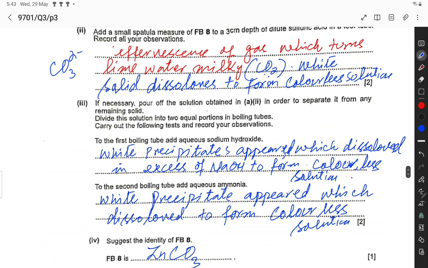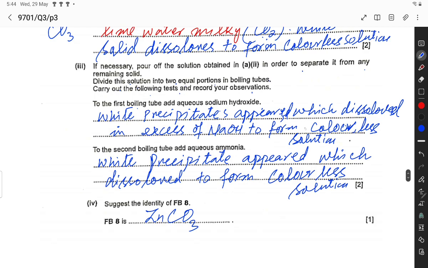If necessary, pour off the solution obtained in A2 in order to separate it from any remaining solid. Divide the solution into 2 equal portions in boiling tubes. Carry out the following tests and record your observations. To the first boiling tube, add aqueous sodium hydroxide. White precipitate appeared which dissolved in excess sodium hydroxide to form a colorless solution. To the second boiling tube, add aqueous ammonia.